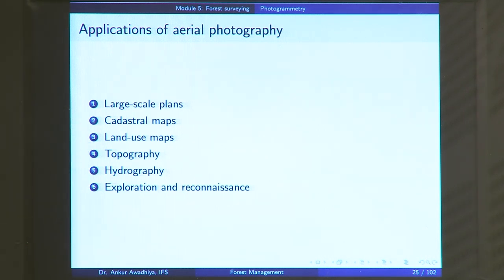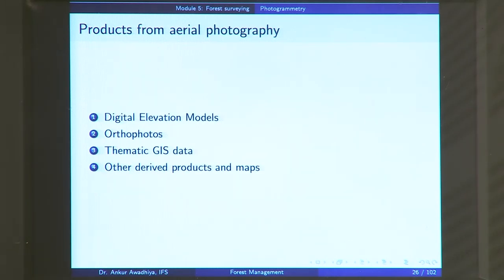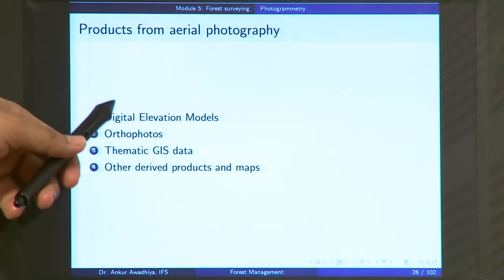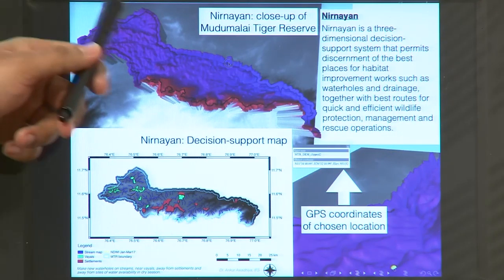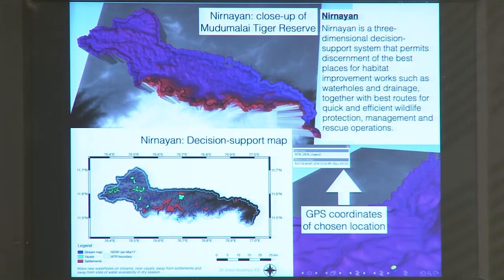You can even make topography maps which give you a three dimensional representation, say in the form of contour lines. You can make a hydrography map which gives you an idea of where water is going to flow on the terrain. You can also construct exploration and recce maps, and using these aerial photographs you can construct digital elevation models. In this case we have an elevation model that is constructed digitally. So, for instance, this is a digital elevation map of the Mudumalai Tiger Reserve. In this map we are seeing the elevations of different points on the ground by making use of the aerial photographs.